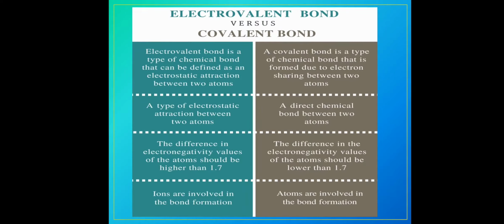The difference in electronegativity values of the atoms should be higher than 1.7 for electrovalent bonds, and for covalent bonds it should be lower than 1.7. We are going to learn about electronegativity in our class next year. Then, ions are involved in the bond formation for electrovalent bonds, but for covalent bonds atoms are involved. So when covalent molecules are formed, the entire atoms take part in the bond formation, whereas in electrovalent bonds, it's the ions that take part.